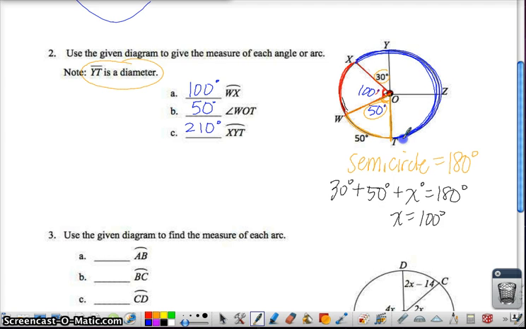How do I know how big this is? Well, from Y to T, it's 180 degrees because it's a semicircle. And from X to Y, it's 30 degrees because that's a central angle. And 180 plus 30 is equal to 210. Therefore, arc XYT is 210 degrees.